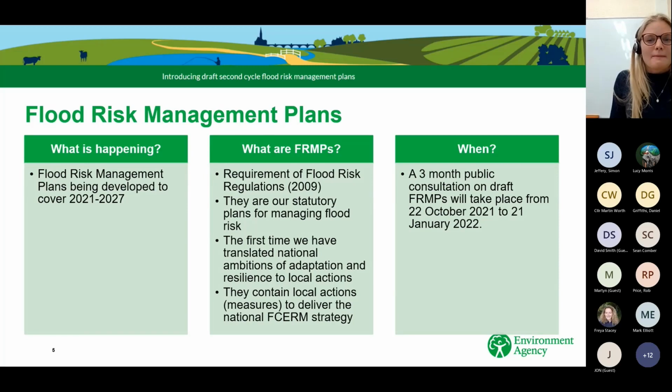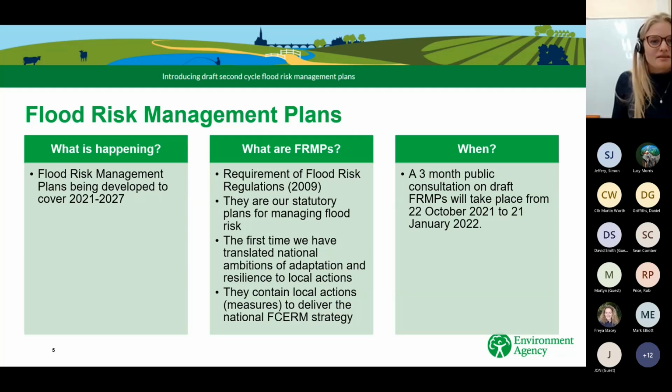So moving on to how we are delivering this locally, in flood risk management plans, we've developed these locally, and these flood risk management plans are plans which cover and set out exactly how we will manage flood risk from now until 2027. Although they are our delivery mechanism for achieving the national strategy in our local areas, they're also a requirement of the flood risk regulations. So this means that they're a statutory document that we must produce as well.